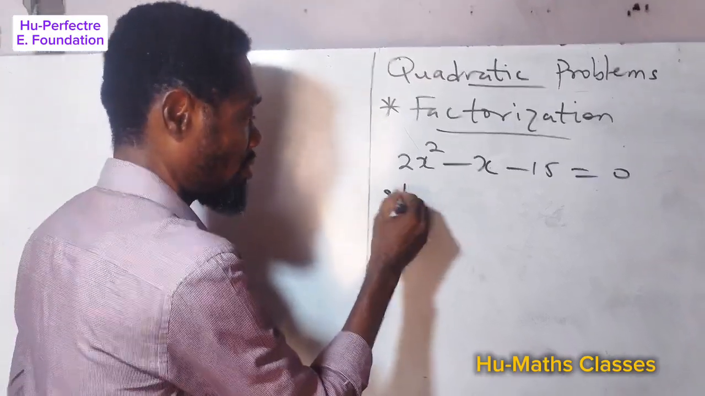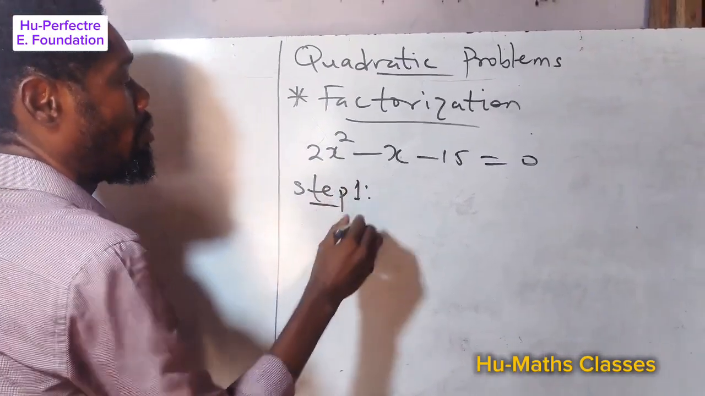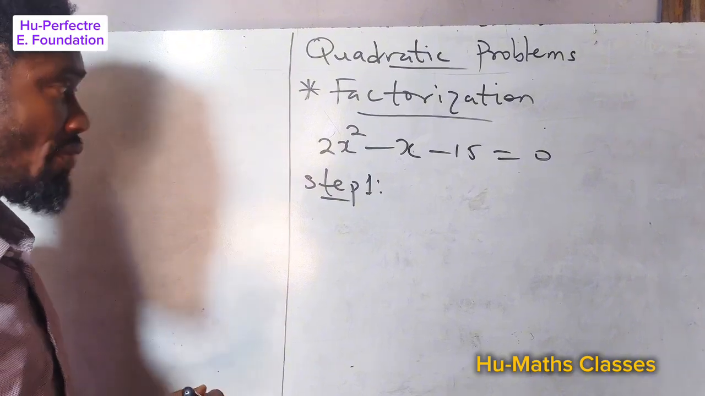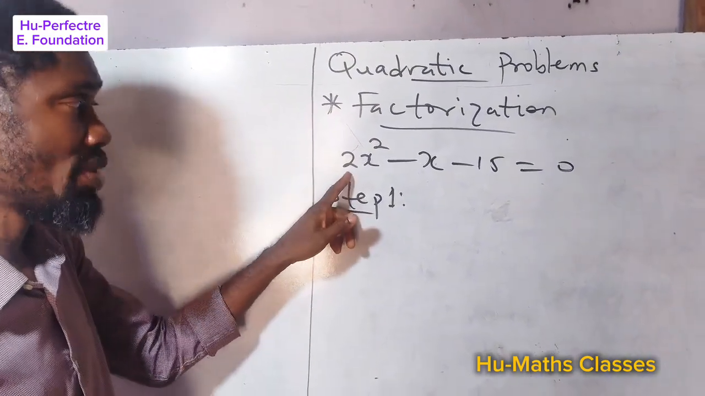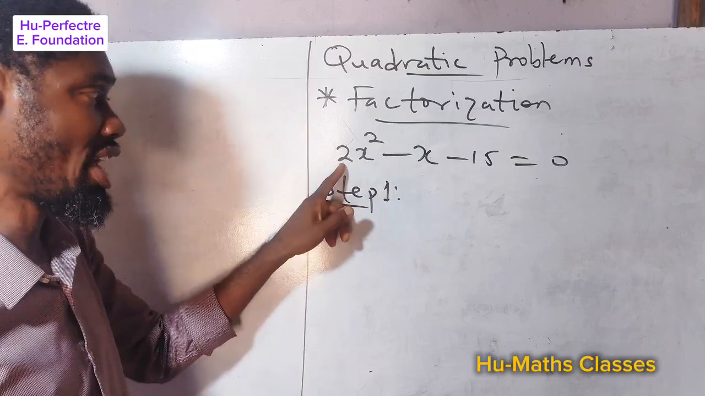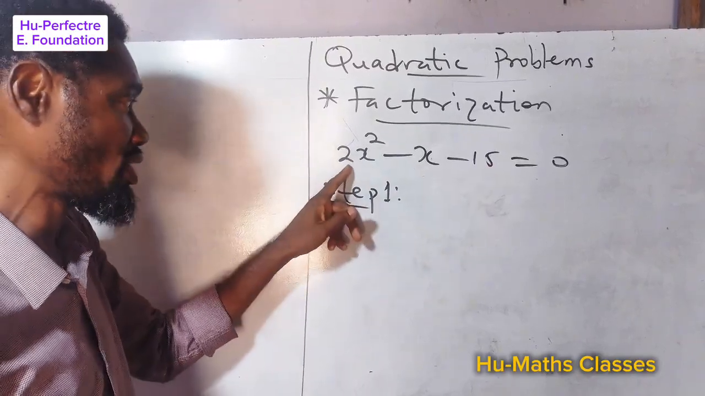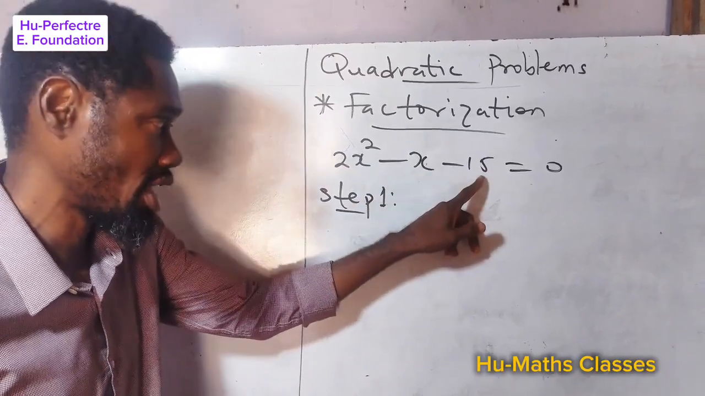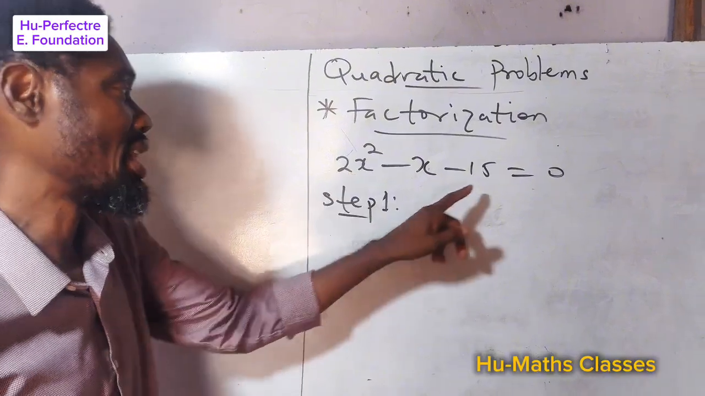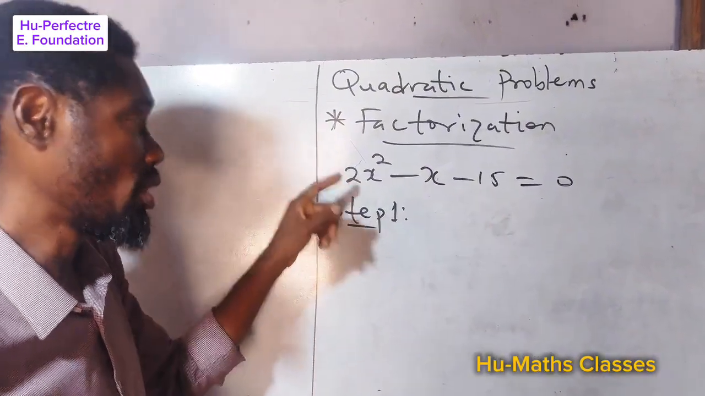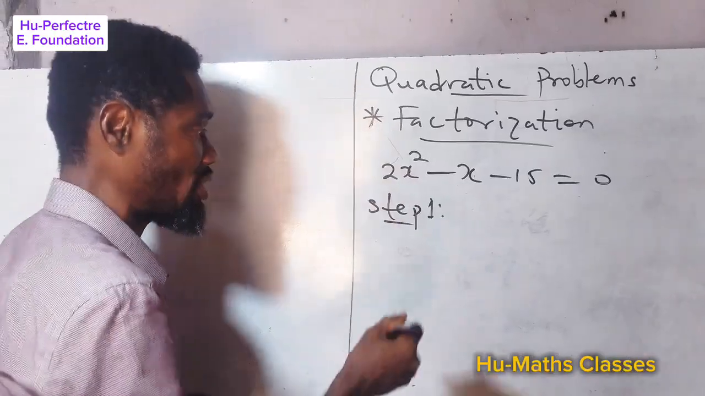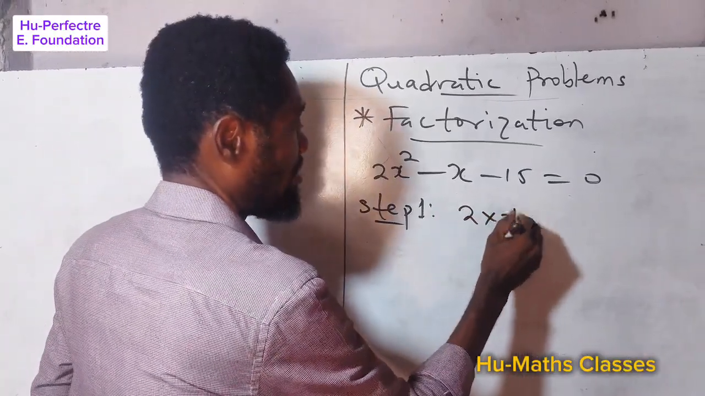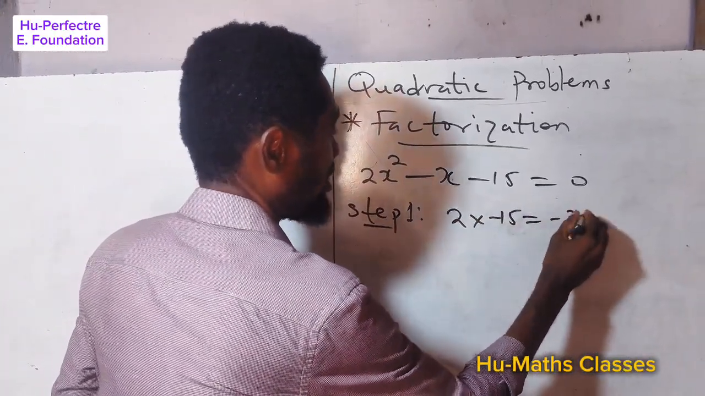Step 1. Multiply the first term and the last term. Remember, this is the first term, this is the second term, and this is the third term. So you multiply the first term and the last term, or multiply the coefficient of the first term and the last term. So I'll be saying 2 times minus 15, that will give me minus 30.